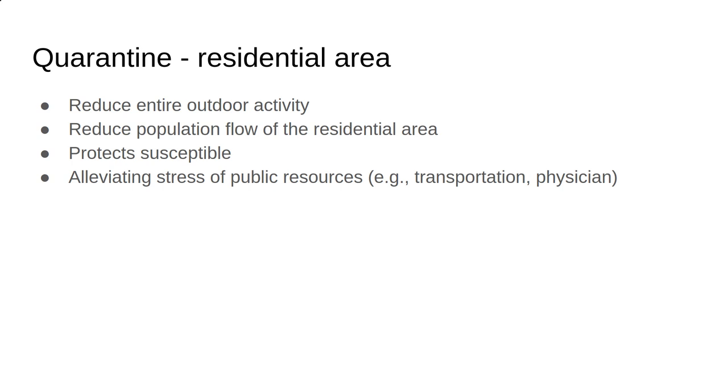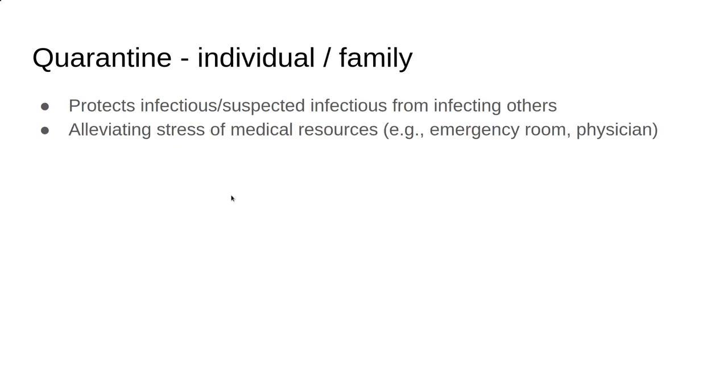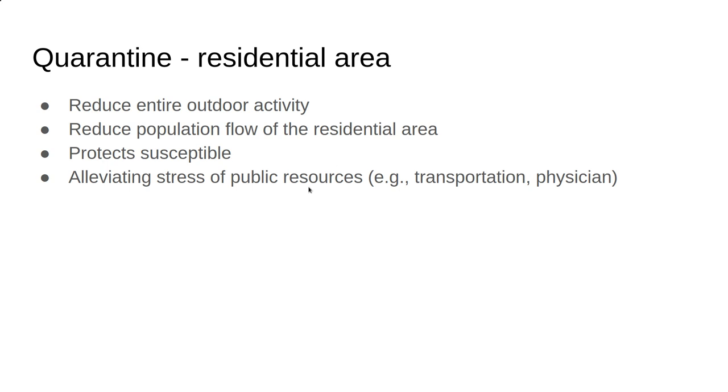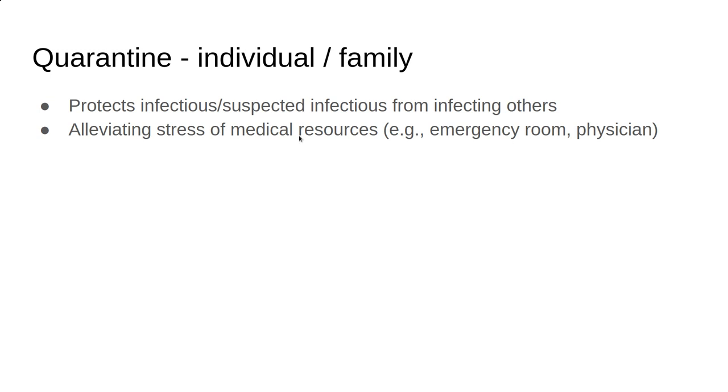We can also represent quarantine as a residential area to reduce outdoor activity flow in and out of the residential area, and providing shielding of transportation resources and physicians. Or it can be provided at the individual level to protect individuals from infecting others by self-quarantine, separate from the family, or quarantining in a community cohorting facility, or indeed a family isolated together with the family quarantined, but at risk of being infected by the index individual with infection, who might be isolating amongst them.